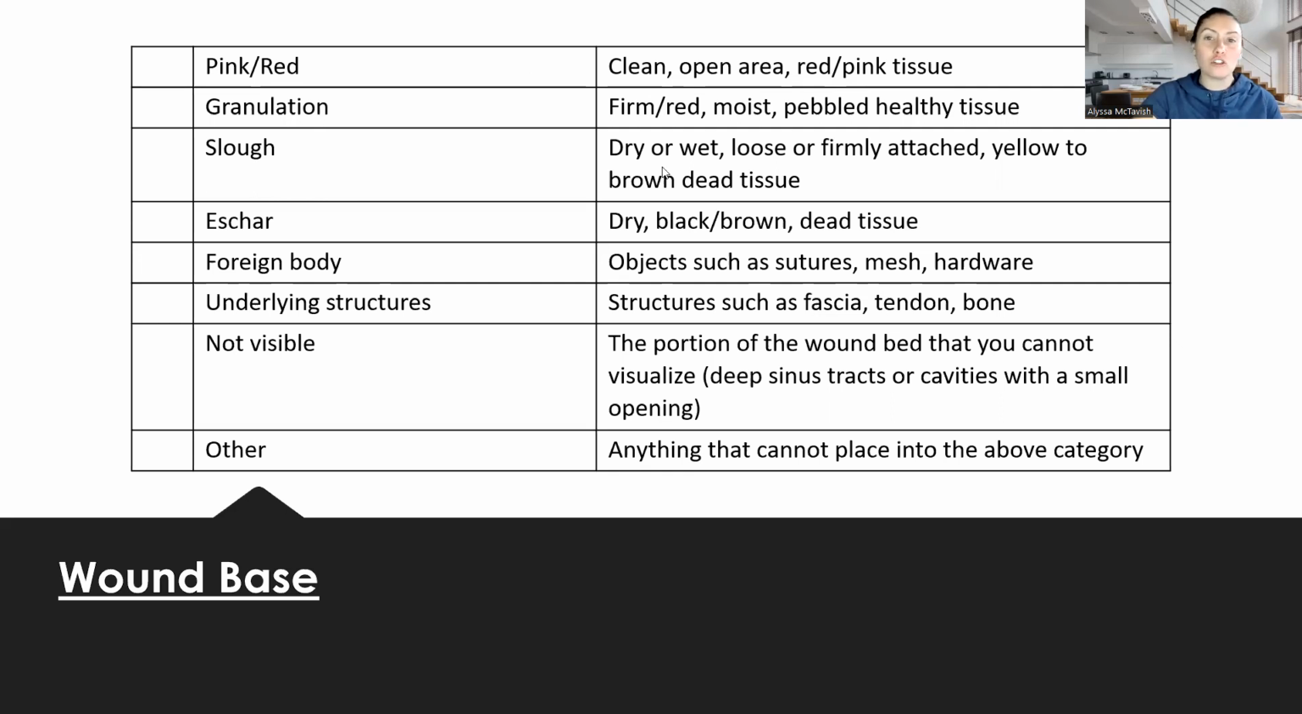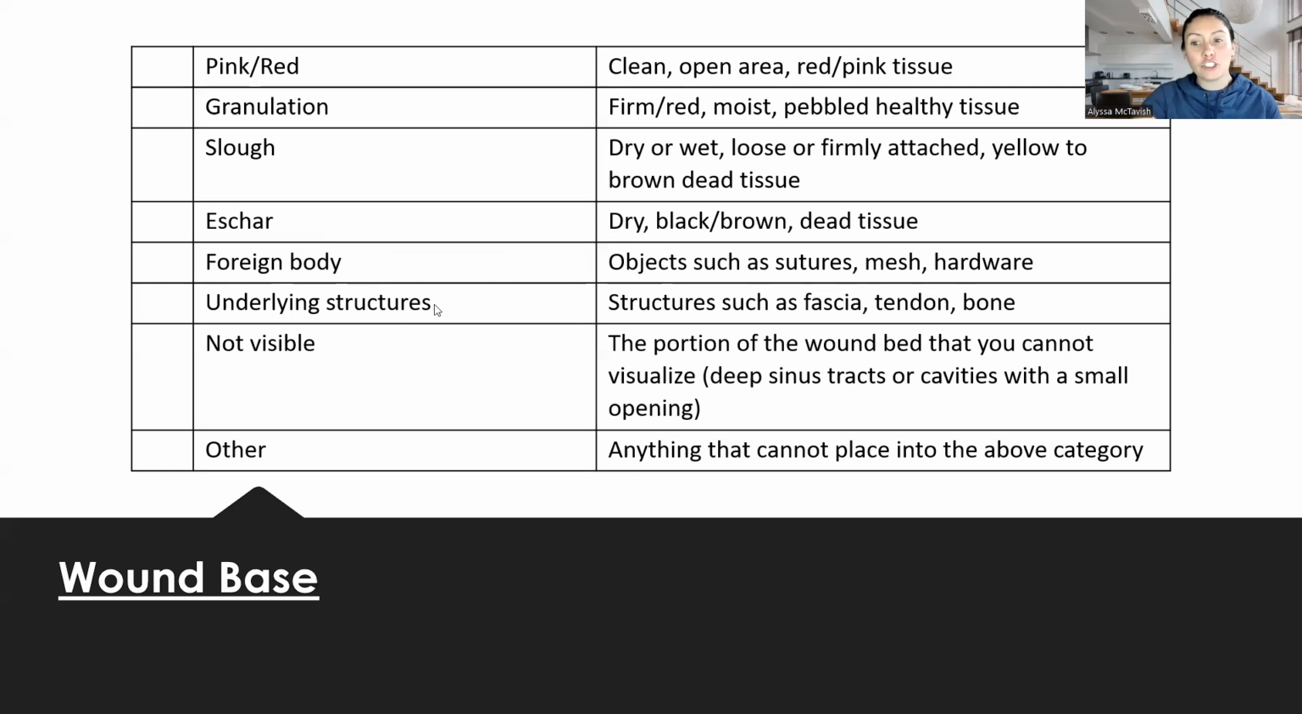Do we have slough? So this can be either dry or wet, loose, firm, attached, yellow, brown, dead tissue. Okay. Eschar is dry, black, brown, dead tissue. Okay. Foreign body, so this could be sutures, mesh, hardware.